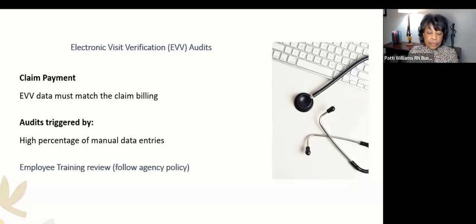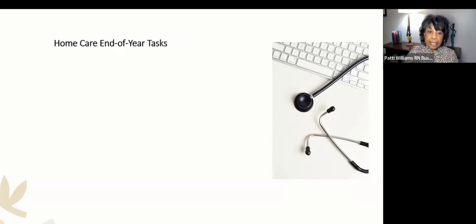And then just make sure that you have your employee training, because that's key to everything, and that you follow your agency policy. I want you all to please go into your policies and procedures and be sure you have that, because you do need that policy.